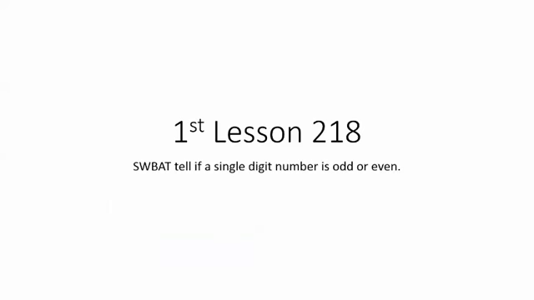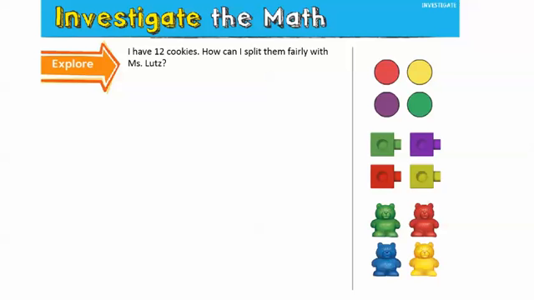to tell if a single digit number is odd or even. And we'll start with a story problem. So I have 12 cookies. How can I split them fairly with Miss Lutz? And in this case, it could be really fun to actually have 12 cookies.